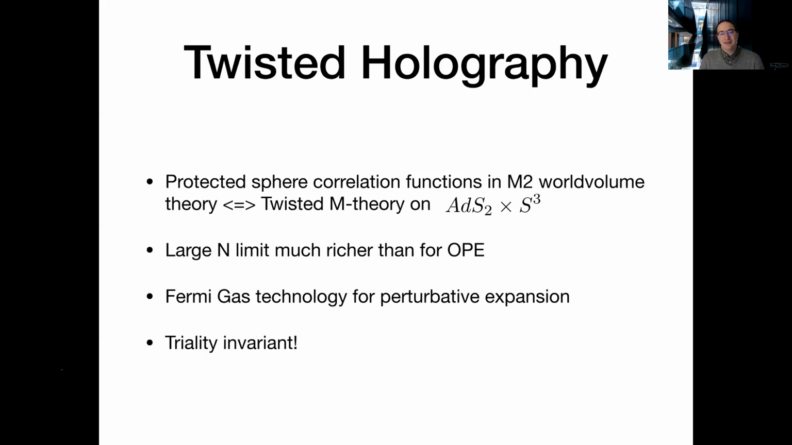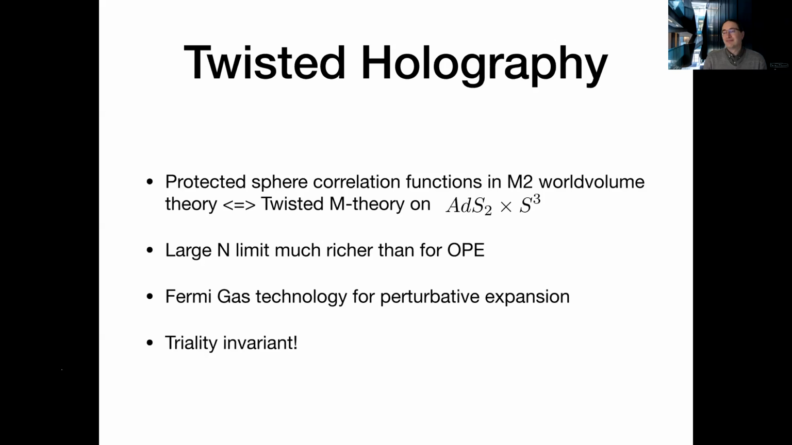A big difference between studying the OPEs and studying correlation functions is that the OPEs were polynomial in N. So the large N limit was not hard. It never really needed to take a large N limit. There was some holography in the OPEs, but it's not a back-reacted holography. Because everything is polynomial in N in the OPEs, you can treat the back reaction perturbatively. On the other hand, correlation functions have very, very interesting large N behavior, definitely not polynomial.